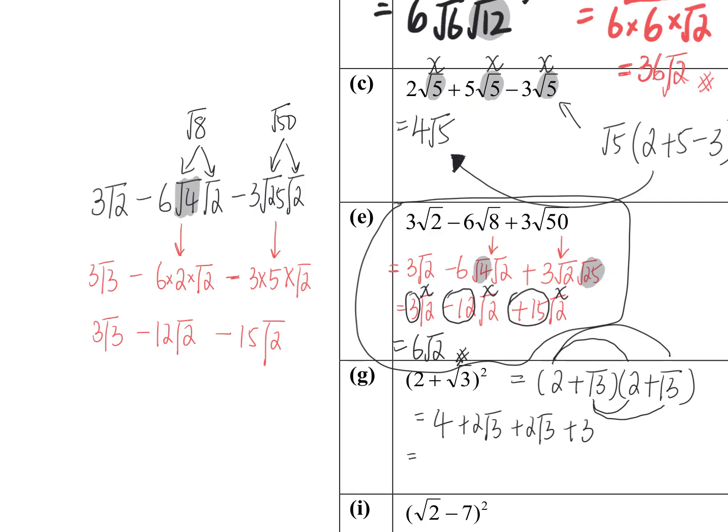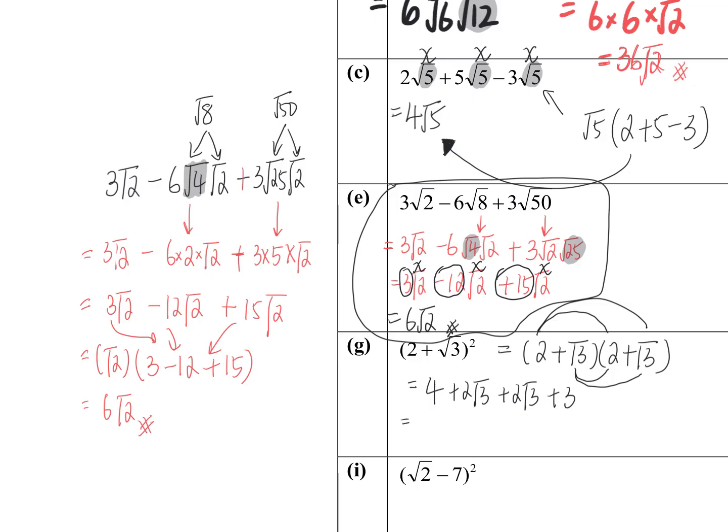If you find it difficult to visualize, take out the root 2. You'll be left with 3 minus 12 plus 15. So that's why you get 6 root 2. Okay, so always break up the big numbers into smaller parts.